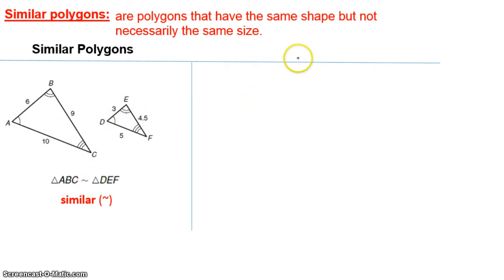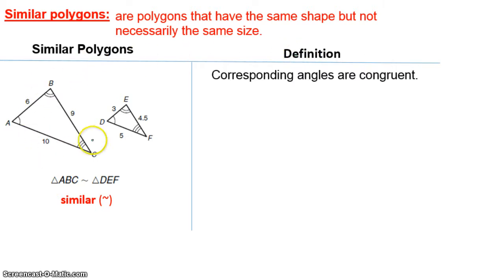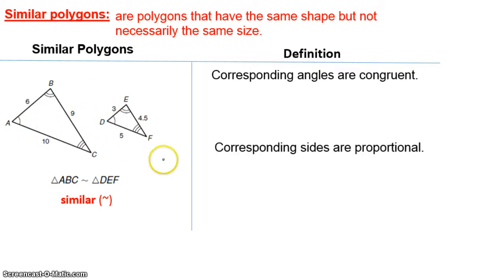So I want to continue with our definition of similar polygons. What we see when we look at our picture over here, we see that the corresponding angles are congruent to each other. And we see that the corresponding sides, they are not congruent, but in similarity, corresponding sides will be proportional. So we set it up just a little bit differently than when we were proving congruency.